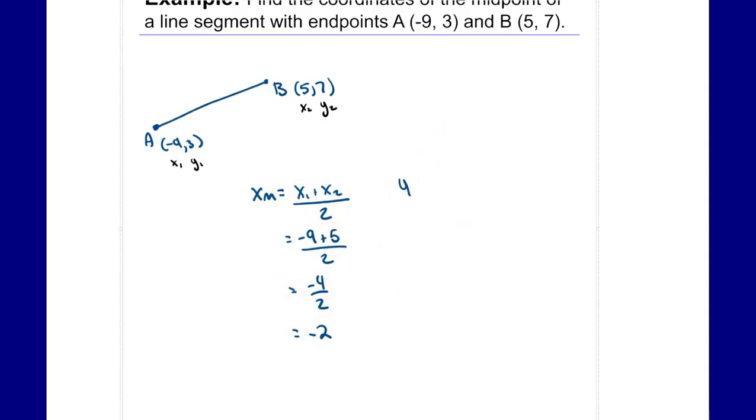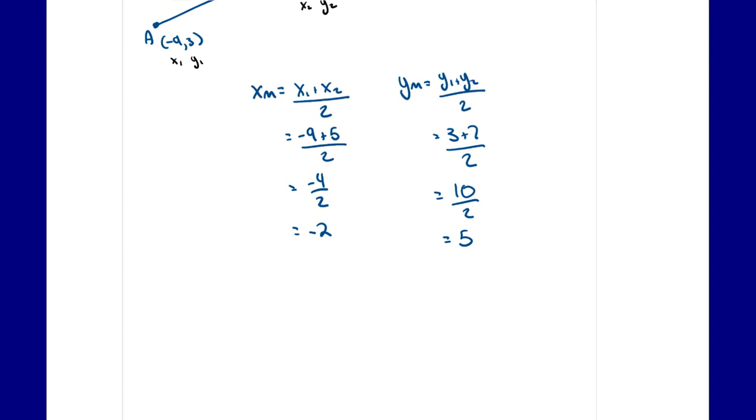For my y value, it's going to be the same thing. y1 plus y2 divided by 2. y1 is 3 plus y2, which is 7, divided by 2. 10 divided by 2, or 5. So now with my two values, therefore, the midpoint is -2, 5.